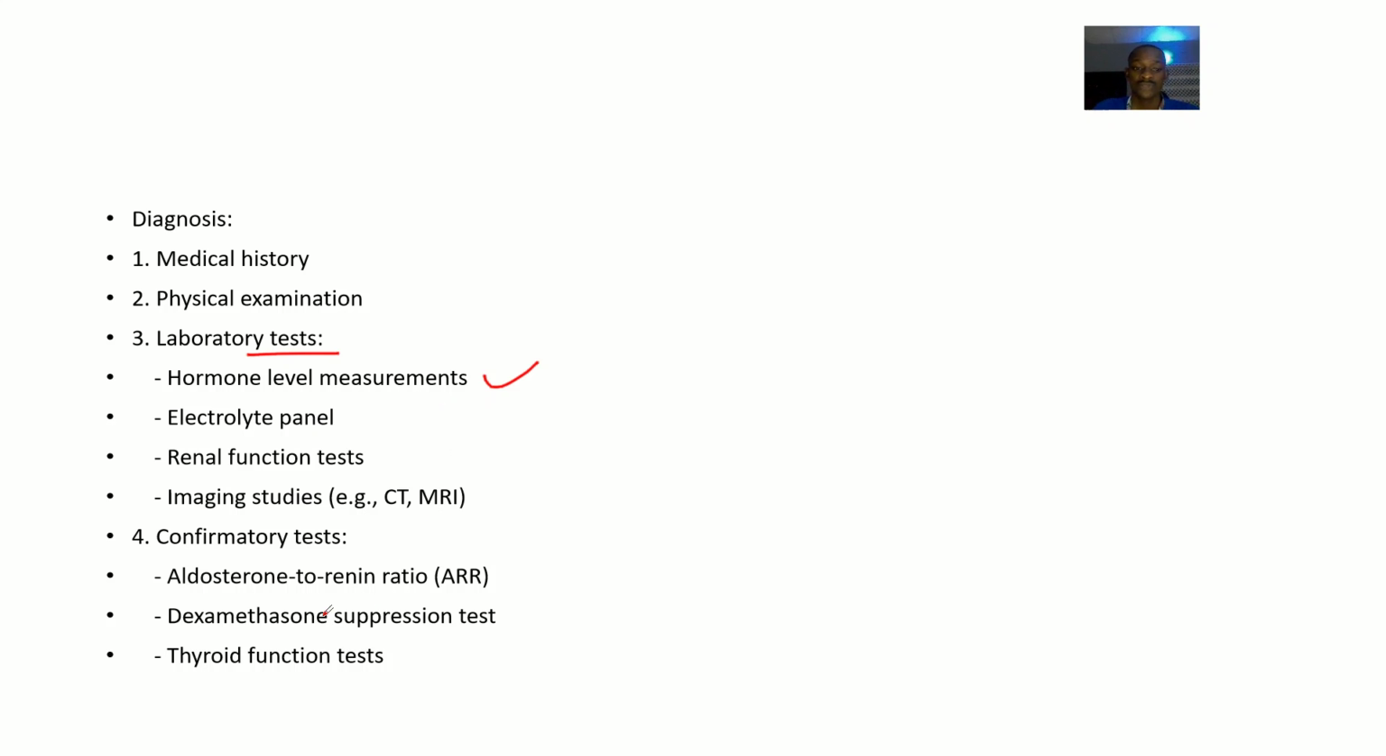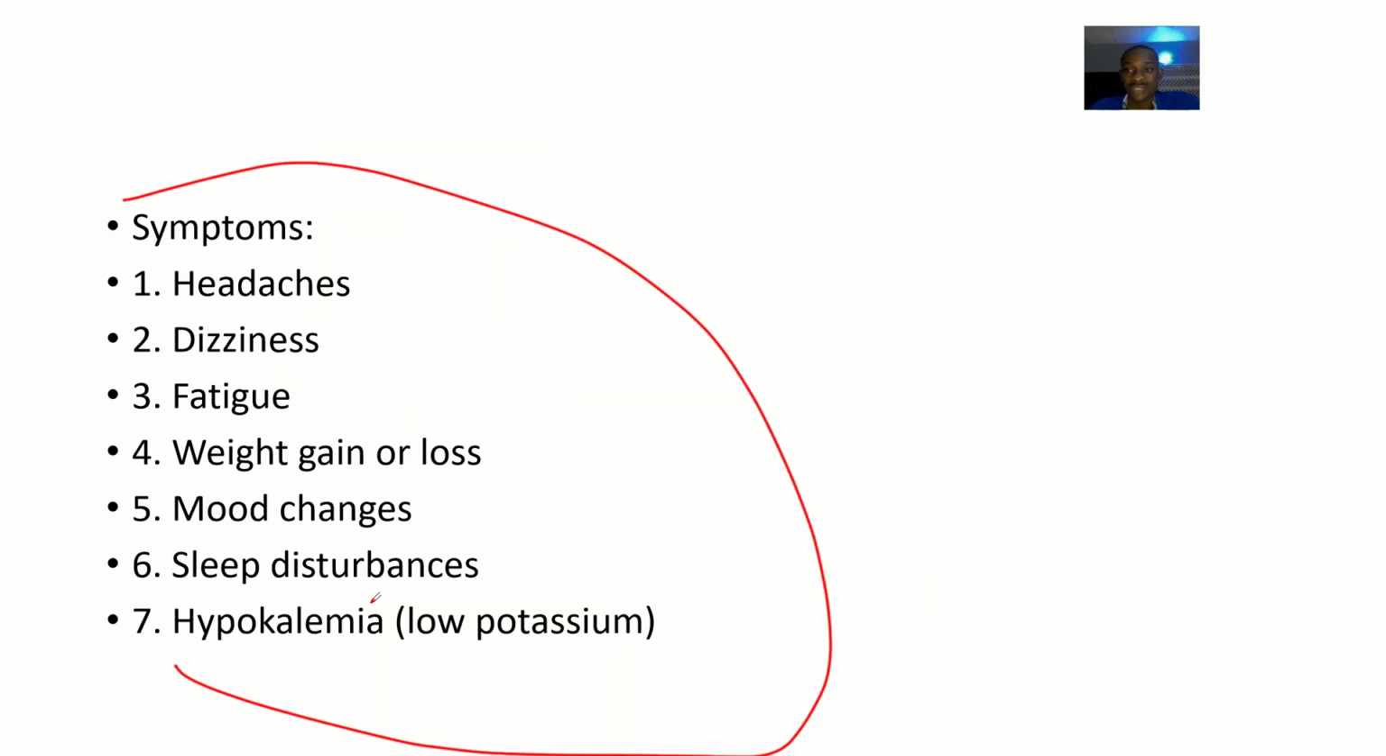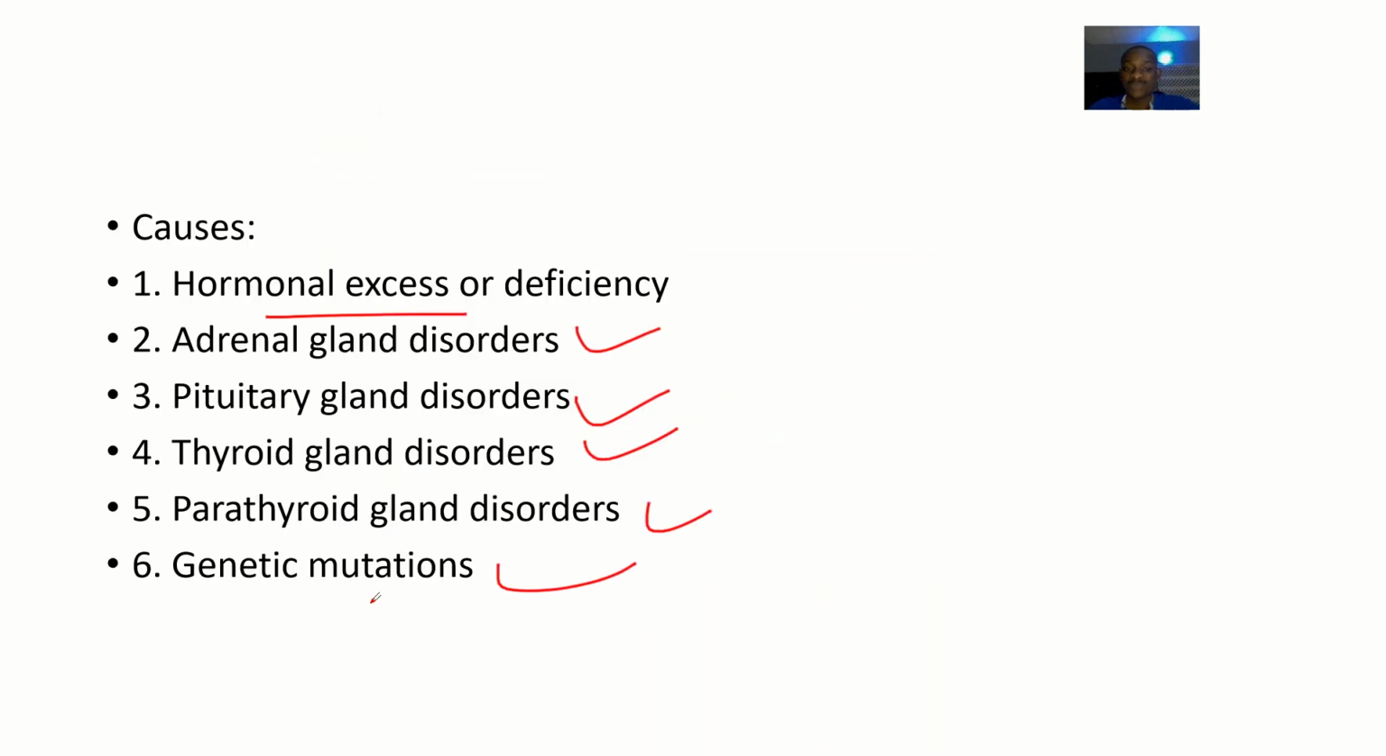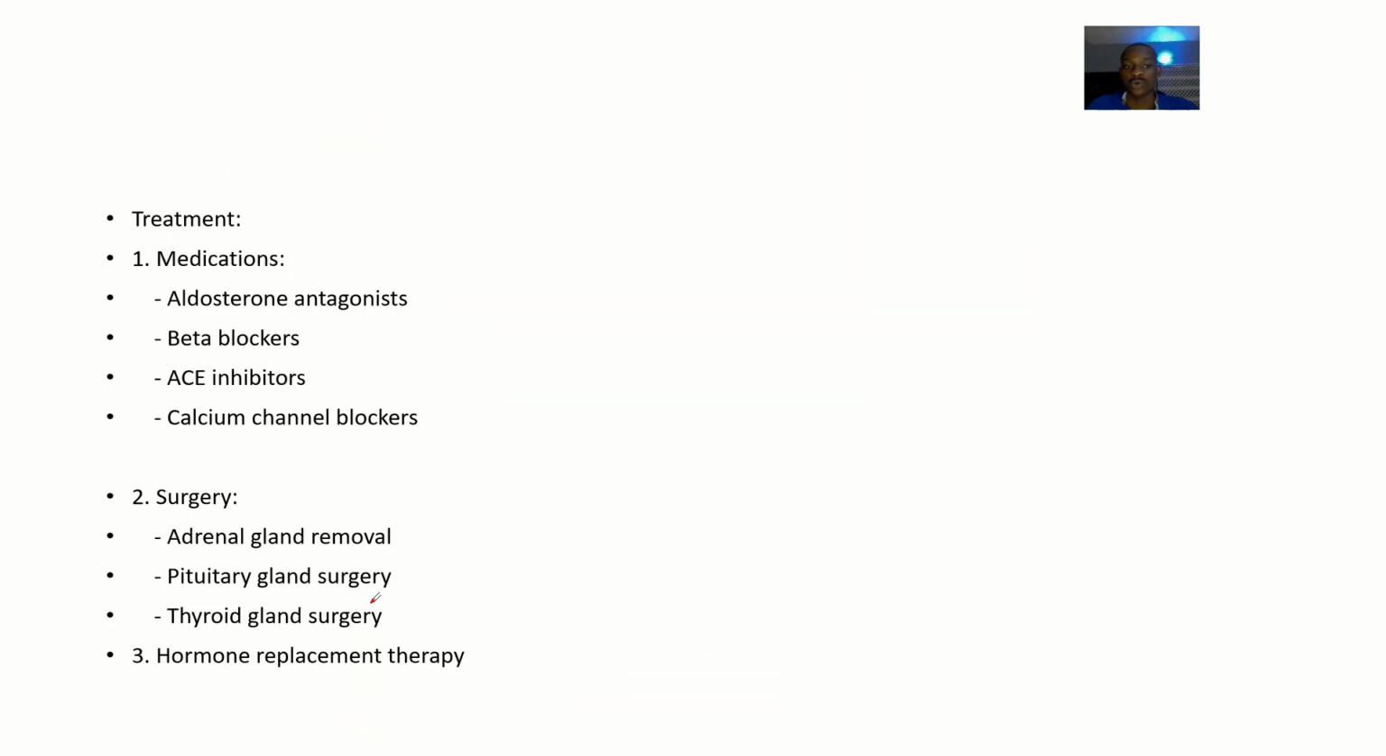There are some confirmatory tests, where you can be doing specific tests. If it is the adrenal gland, I do specific tests towards it. Pituitary gland, do specific tests towards the hormones. Thyroid gland, you do specific tests towards what? The thyroid hormones, right?